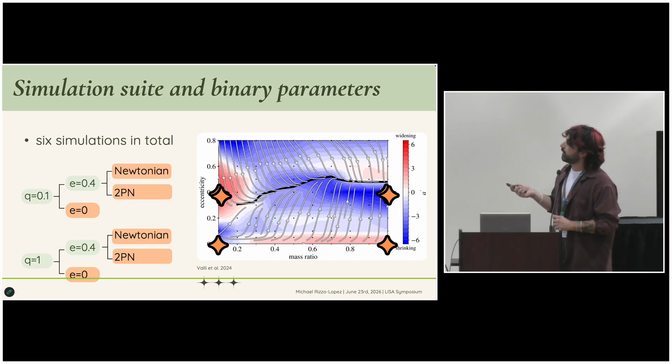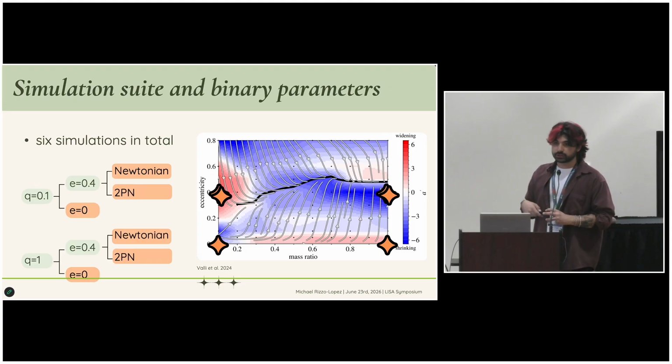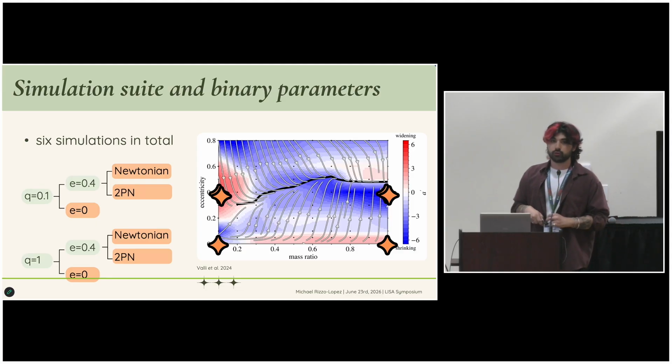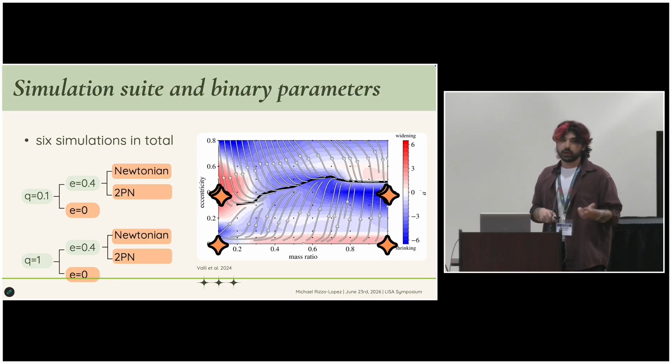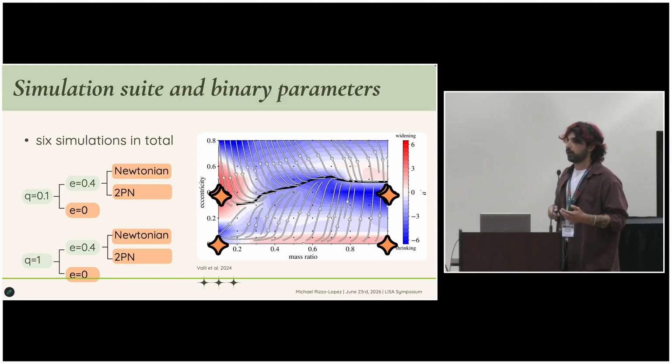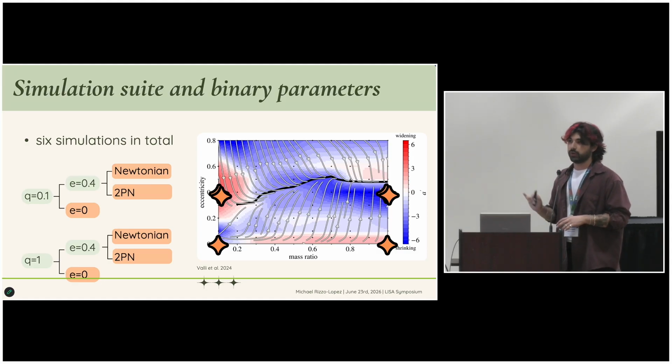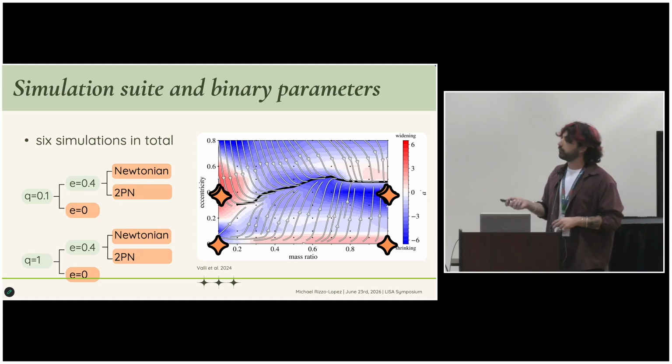So the simulation suite that we have run so far is two mass ratios, 0.1 and equal mass, and two different eccentricities: circular, and then a moderately high eccentricity of 0.4. And then for our eccentric runs, we do one where we evolve the binary trajectory on Newtonian orbits, and one where we include the leading order post-Newtonian terms, but we neglect the dissipative effects of gravitational wave radiation, which enters at the 2.5 term.